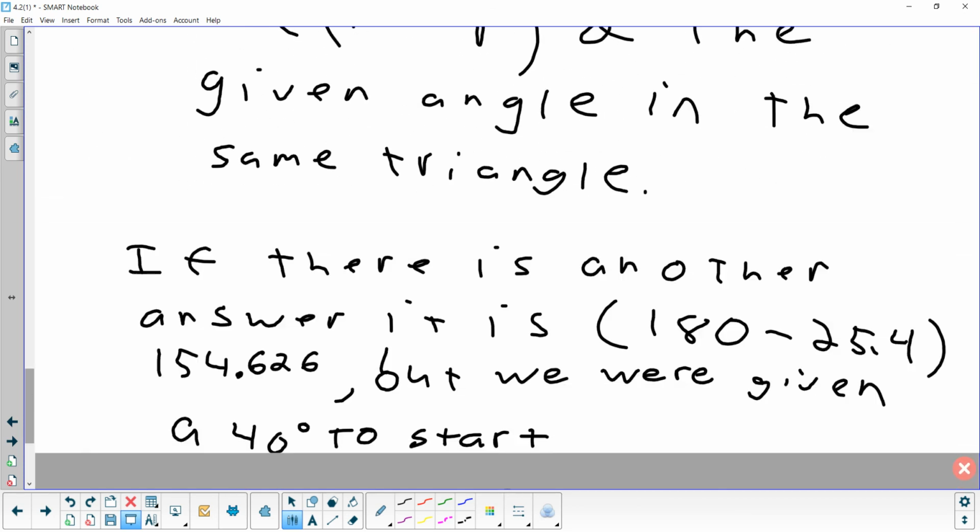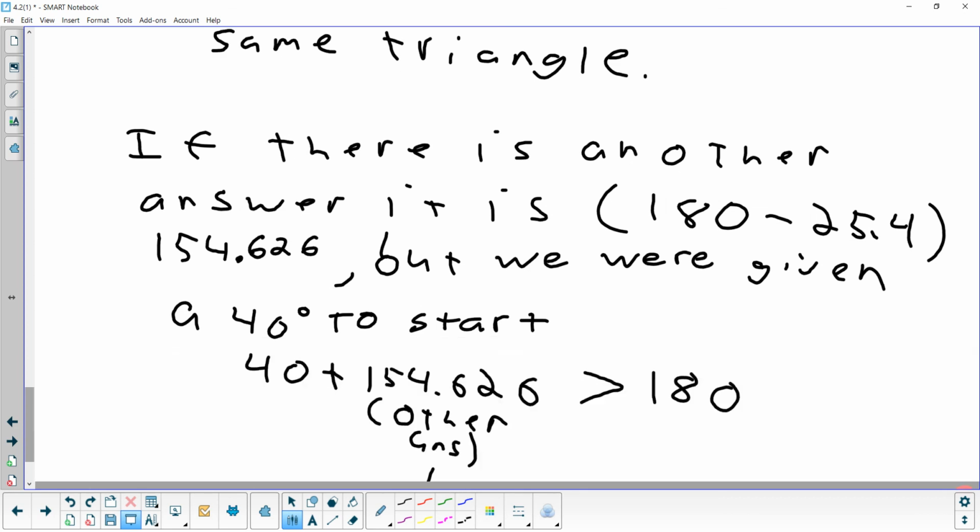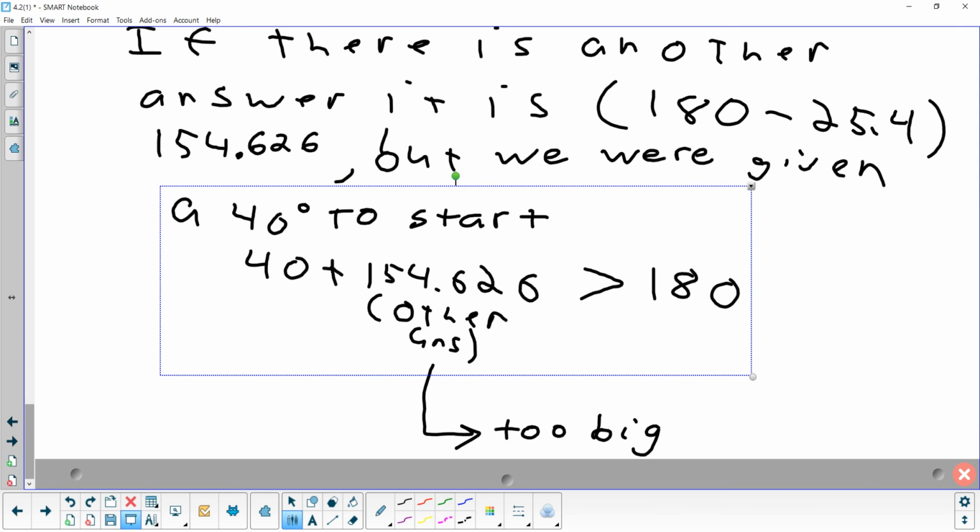And I think I go through that right here. So if there's another answer, it's 154.626, but we were given a 40-degree angle to start. So if you add 40 to what we think the other answer is, it's greater than 180. It's too big. The other answer is too big in this one. So because we didn't get a no solution and we didn't get a 2 solution, this is going to work out exactly the same as the kind of problems we've been doing. It's going to be a 1 solution. So let me scroll back up and then we'll just finish up the last 2 answers in this problem.